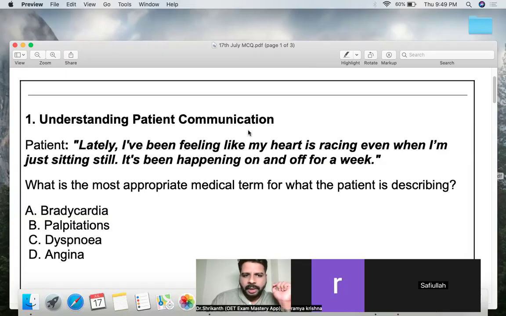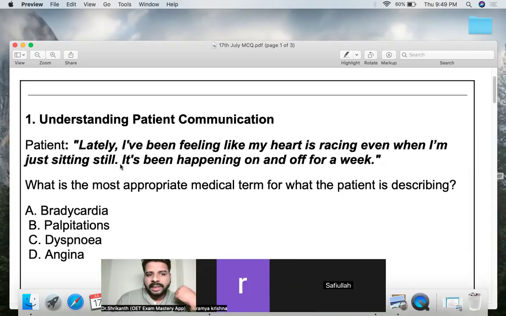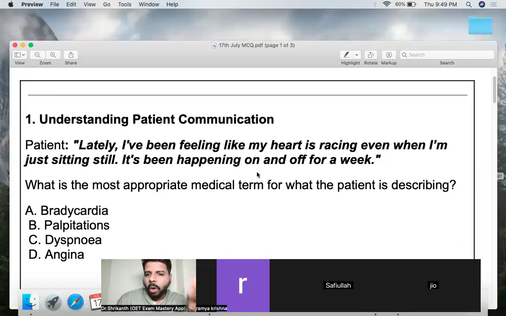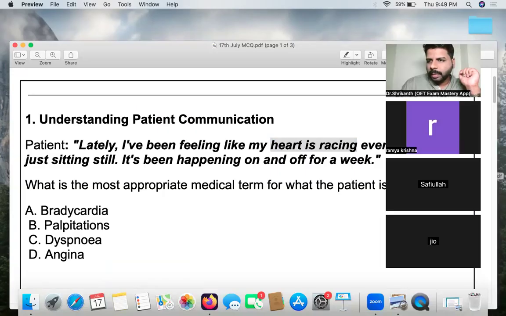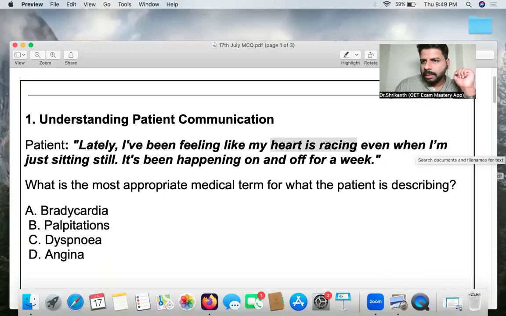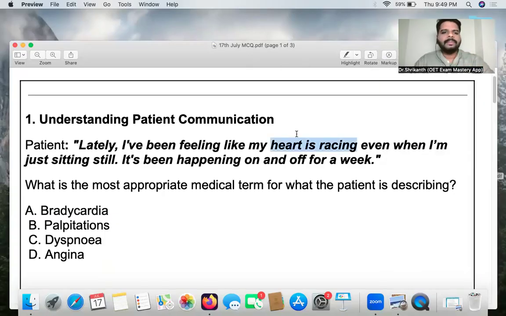So here the question is, "Lately I have been feeling like my heart is racing, even when I'm just sitting still. It's been happening on and off for a week." What is the most appropriate medical term for what the patient is describing? Here you need to understand the meaning of "heart is racing." That is figurative speech. So what will be the right answer over here? Just type your answer in the chat box.